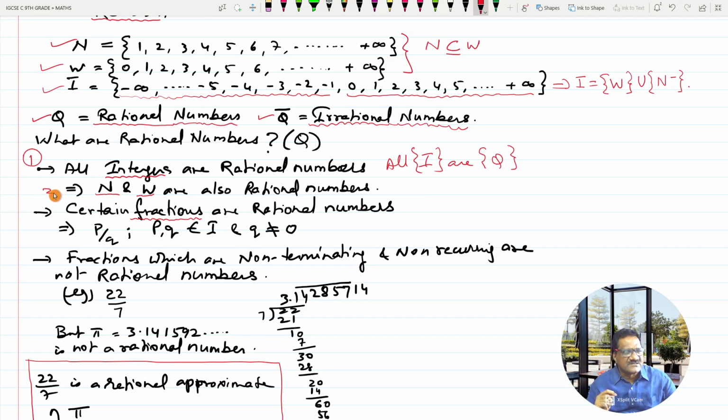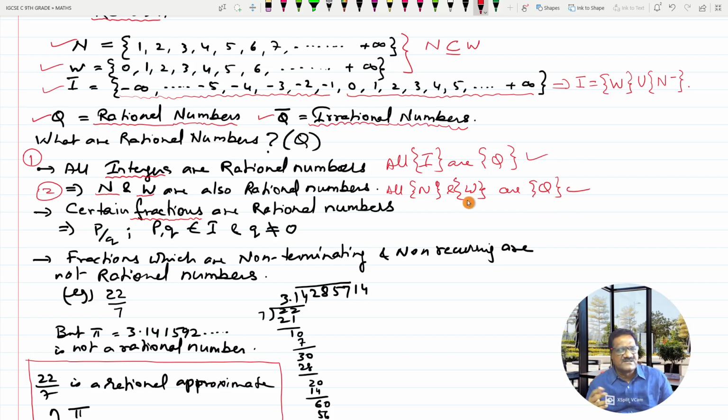Second point is this one. Natural numbers and whole numbers are also rational numbers. So all natural numbers and whole numbers are also rational numbers. So this statement is also correct. Name any natural number, name any whole number, they have to be rational numbers.